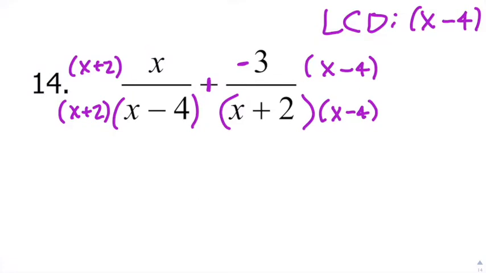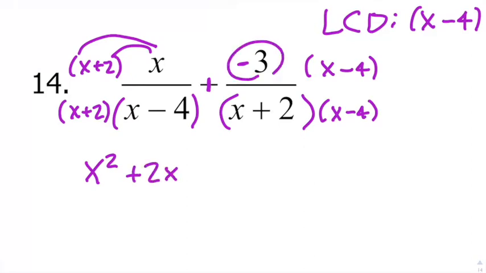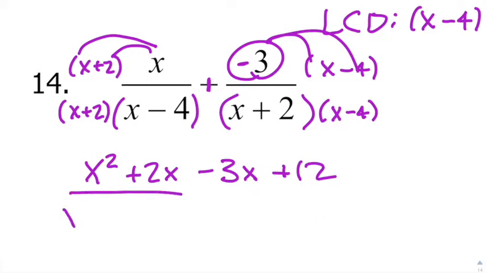Up in the numerator, we need to distribute the x. That'll be x squared, and then plus 2x. Okay, with the second one here, we distribute -3. That'll be minus 3x, and then plus 12. Okay, and then we can put those over our common denominator.